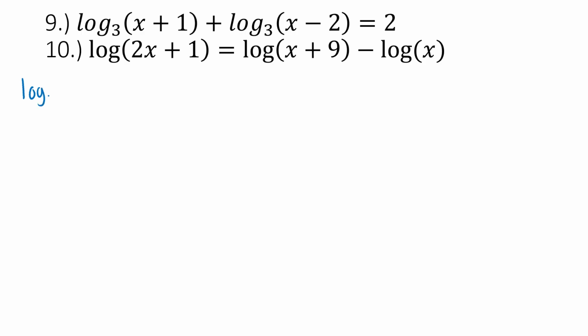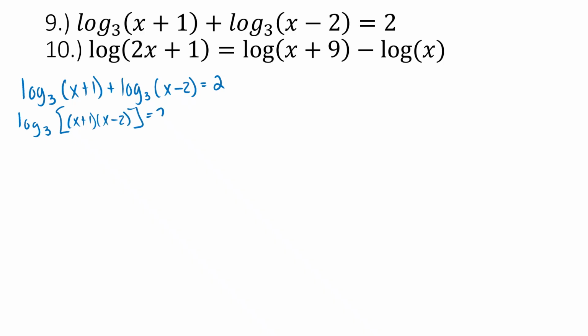Number 9, log base 3 of x plus 1 plus log base 3 of x minus 2 is equal to 2. We've done this, I feel like, a lot at this point. So this will be log base 3 of x plus 1 times x minus 2. And so changing the form over, we get 3 squared. And again, I'm going to go ahead and do that multiplication through: x squared minus x minus 2. This is 9. So we are going to subtract 9 from both sides.